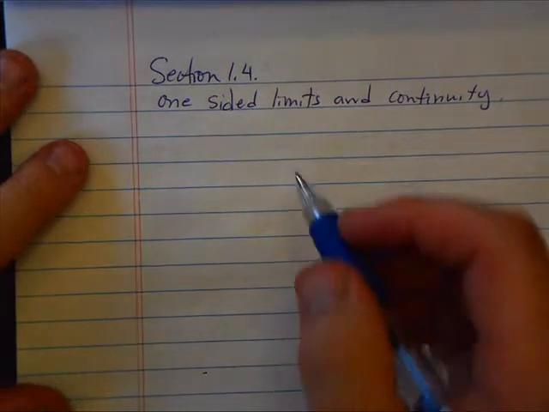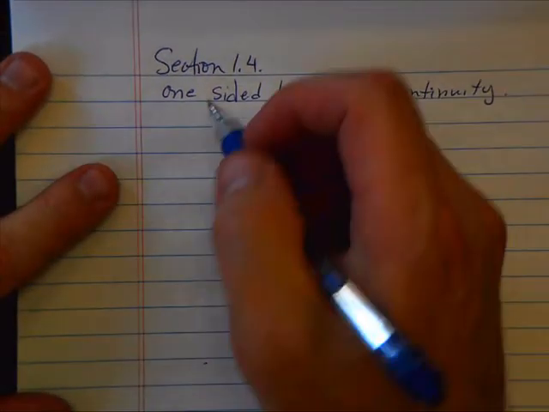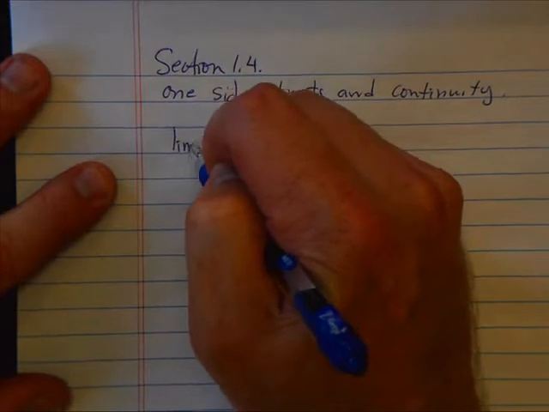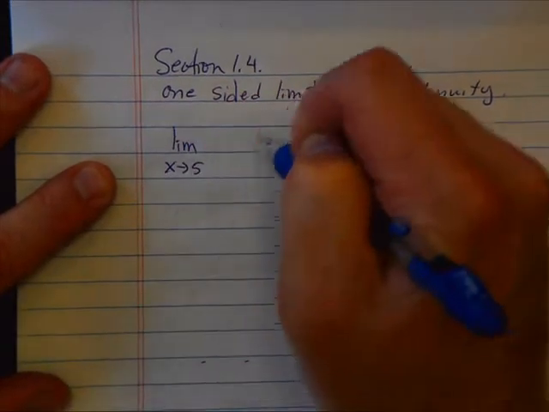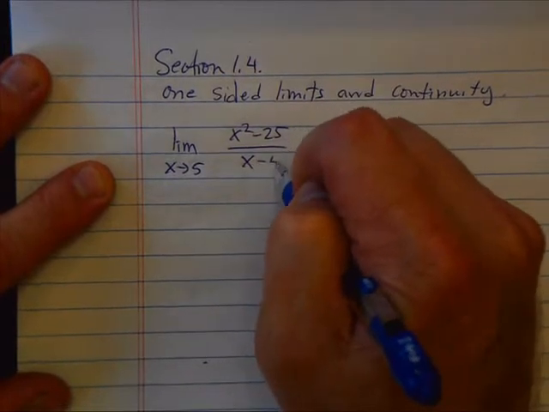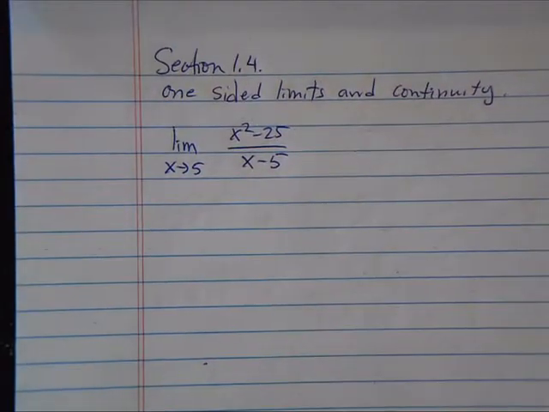Okay, yeah, and that's exactly right. And it wouldn't even have to be a piecewise function. We did this sort of thing the other day. Let's say I gave you the limit as x goes to 5 of x squared minus 25 over x minus 5. And you plug the number 5 in. No. What do you do?